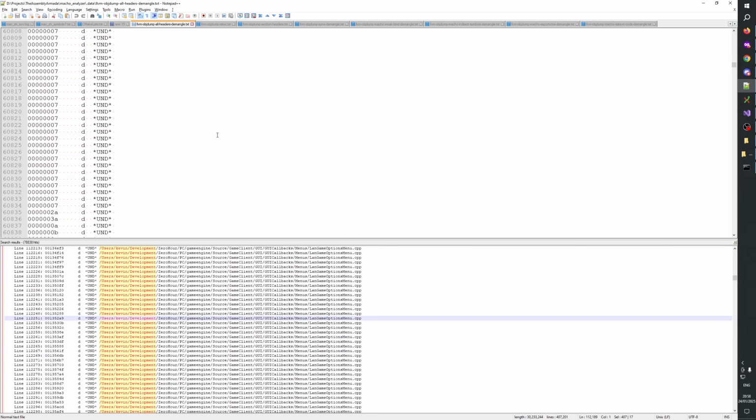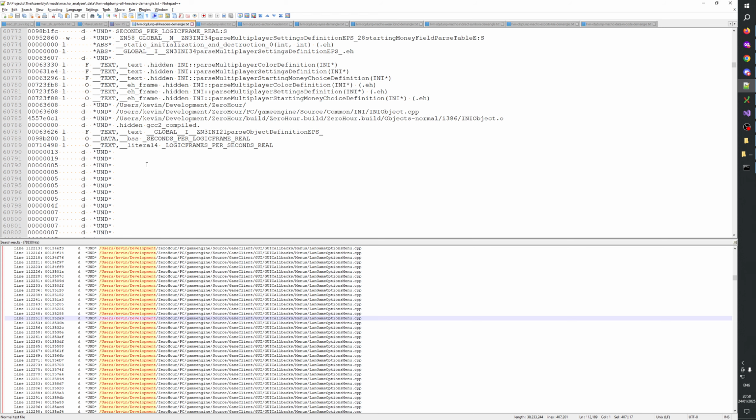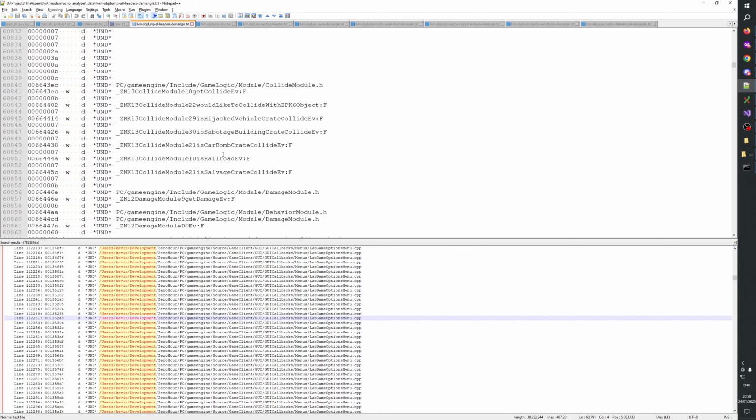They probably say something, but what would they say? I don't know. Here we have the same. There's one number here. Collide module is salvage crate collide.